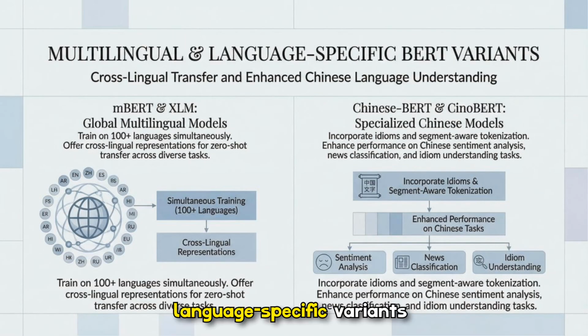Multilingual and language-specific variants address cross-lingual and language-tailored needs. Models like mBERT and XLM train on over 100 languages to enable zero-shot transfer and cross-lingual representations, while Chinese BERT and Sino-BERT incorporate idioms and segment-aware tokenization to improve sentiment analysis, news classification, and idiom understanding. The visuals emphasize both global transfer capabilities and targeted language optimizations.